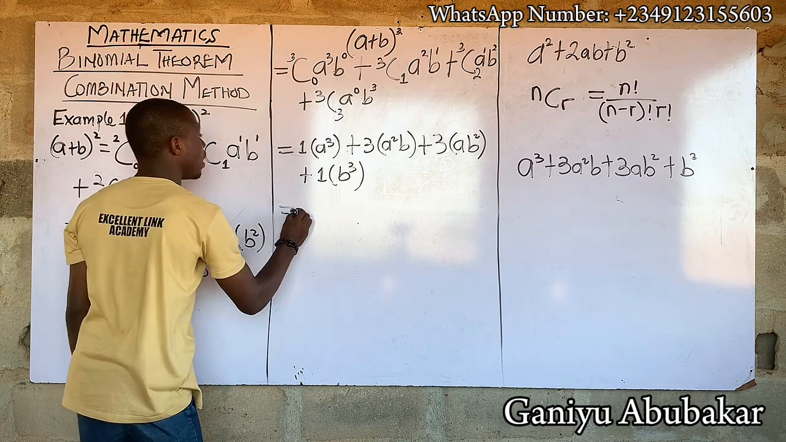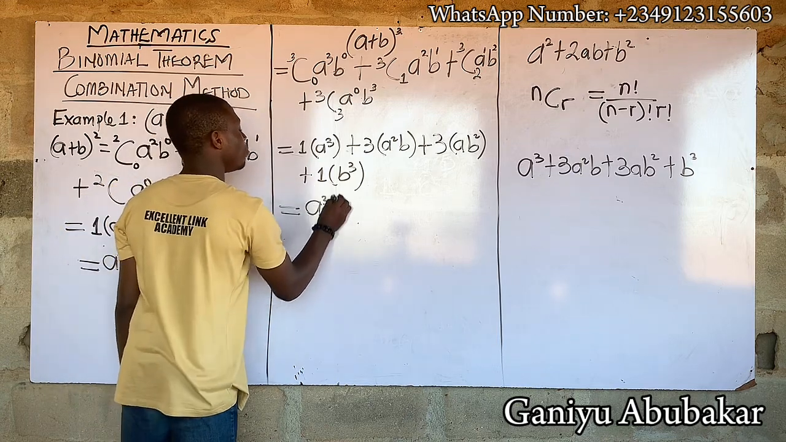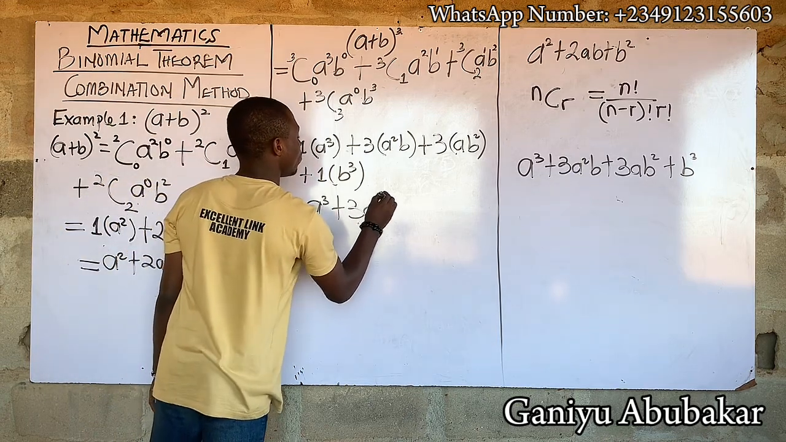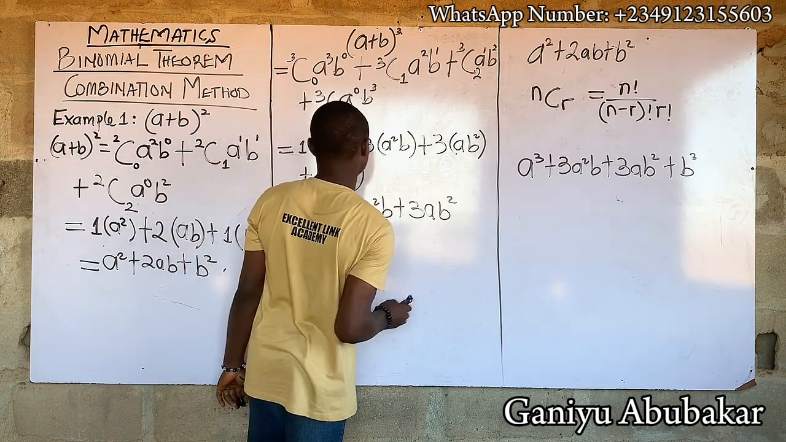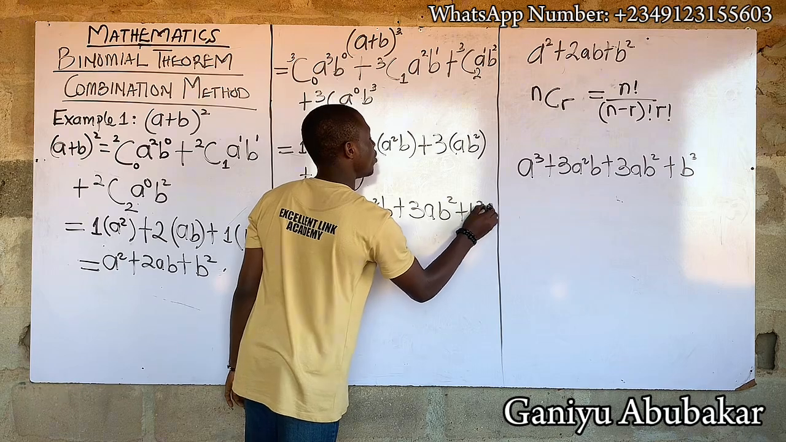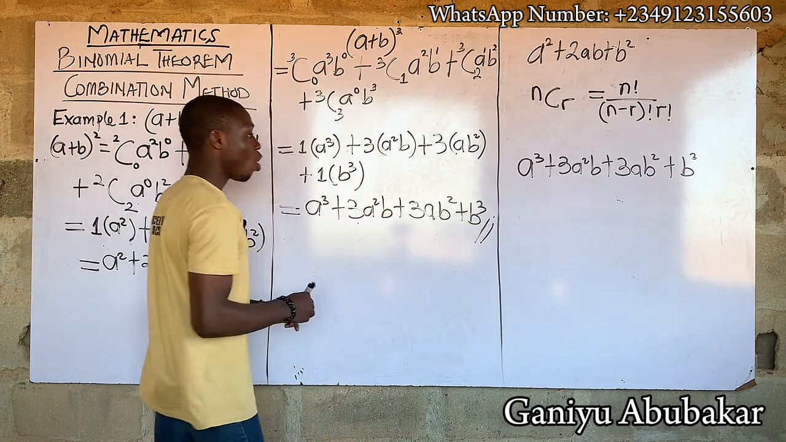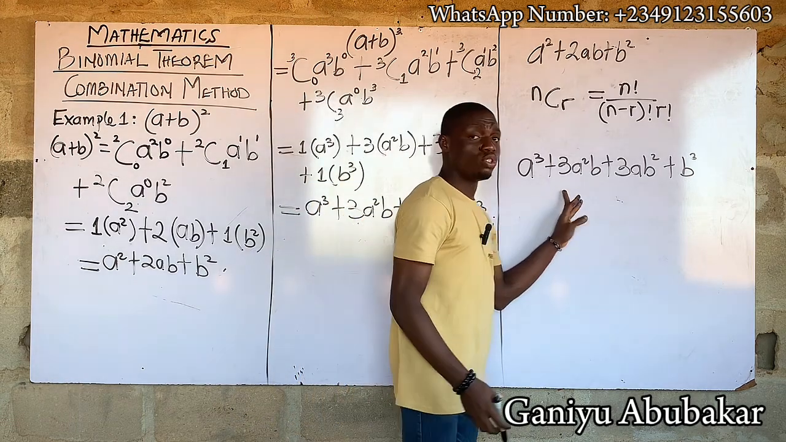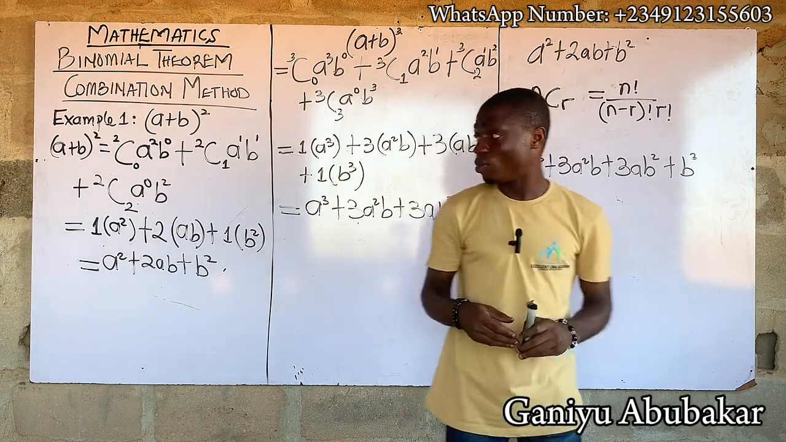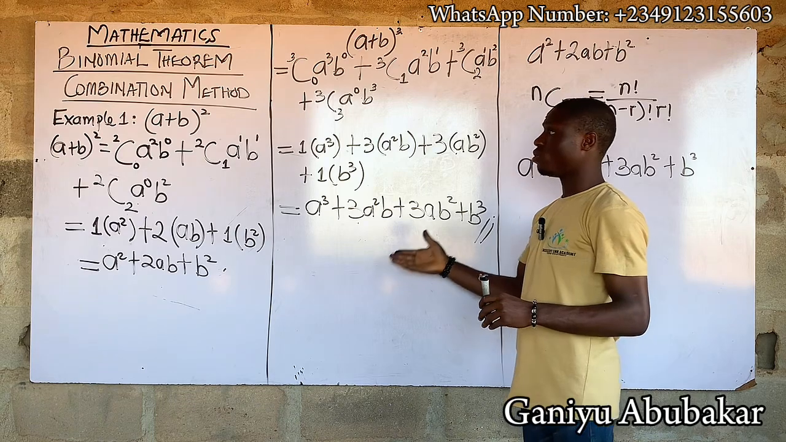So what do I get here? I'll have a cube plus 3a squared b plus 3ab squared plus b cube. Here is my answer. Observe that this answer now is comparable with this. So this is how to use the concept of the combination method.